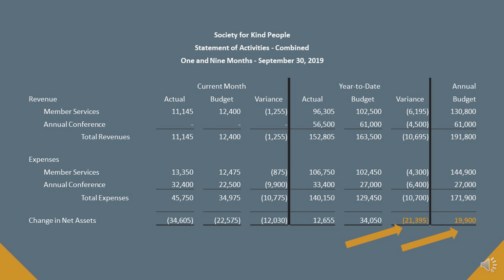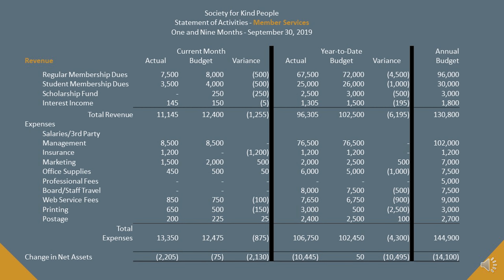Of note on this schedule is that on a year-to-date basis, the Society for Kind People is tracking over $21,000 below its budget, and the annual budget in total is over $19,000, and that's an increase in net assets. So at this point, with only 3 months left in the year, you might be a little bit concerned. So let's take a look at some of the detailed schedules and see if we can learn a little bit more. So this is the member services schedule.